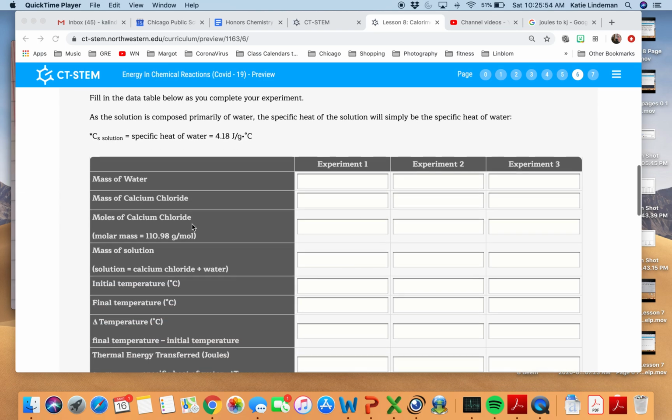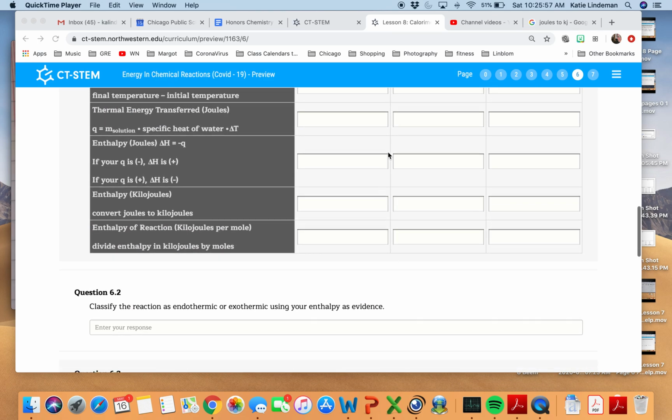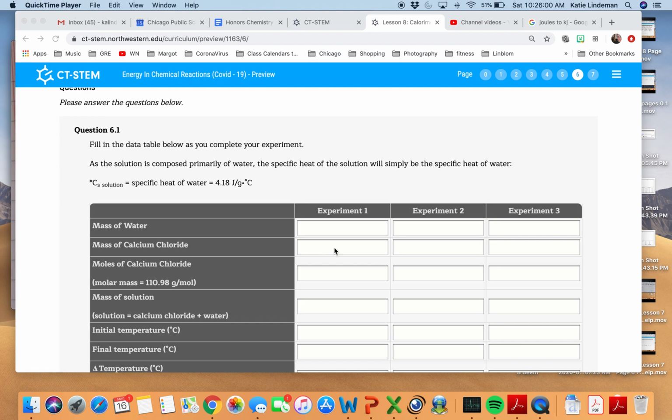And if I scroll down, I have a huge data table. Now, I think a lot of us see a data table like this and we get kind of stressed out. So I want to go through filling out one entire column for this data table. Okay, so our mass of water is just 200 grams, and I can actually fill that in for all of these. Our mass of calcium chloride needs to be varied between 5 and 25. So I'm just going to pick 5, 15, and 25, okay? You do not have to pick those values, though that's what I'm picking.